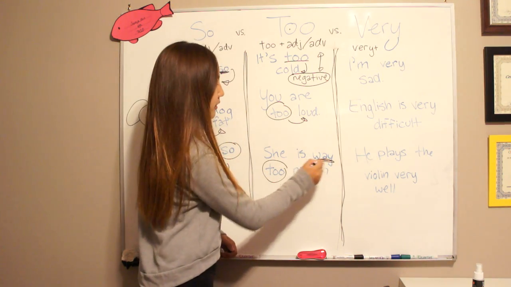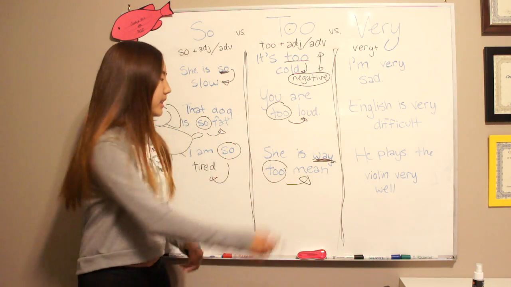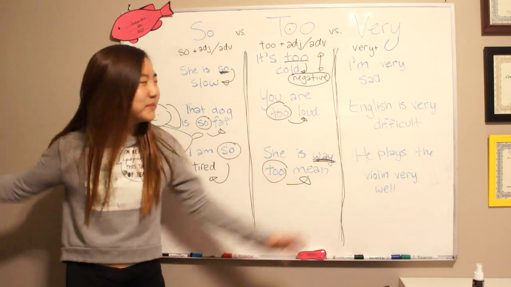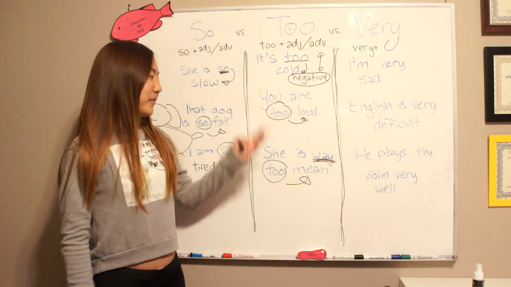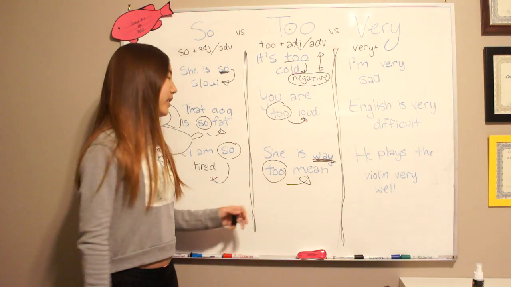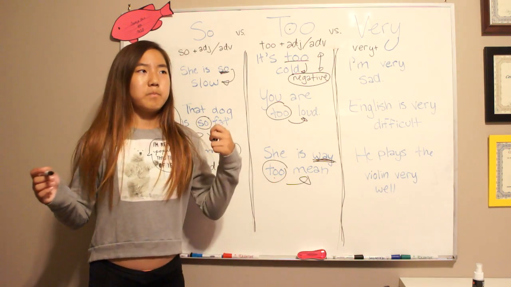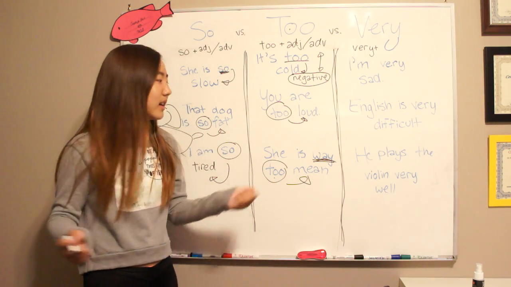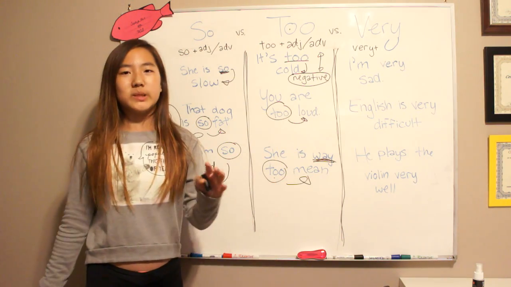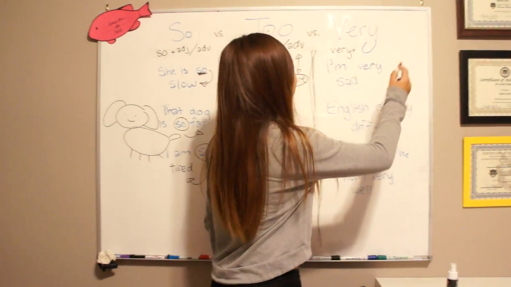Notice that I have this word way in front of to. Way too mean. This adds more meaning to it, so it's like extremely negative. So she's way too mean, which is way more than enough. That means that the person's really mean, and she's not just too mean, she's way too mean. So yeah.